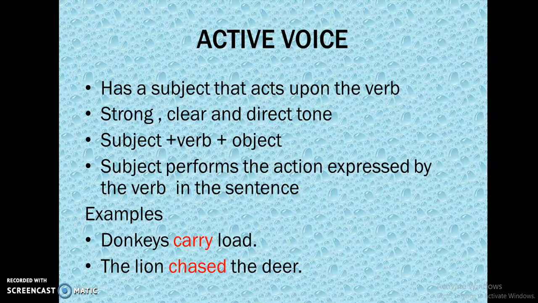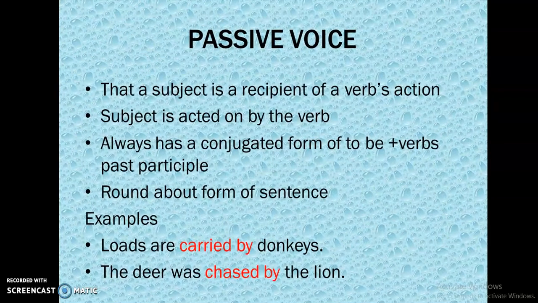Now look at the examples. Donkeys carry load. Lion chased the deer. Next, we'll see passive voice. Here, the subject is a recipient of a verb's action. Subject is acted on by the verb and it always has a conjugated form of to be plus verbs in past participle.